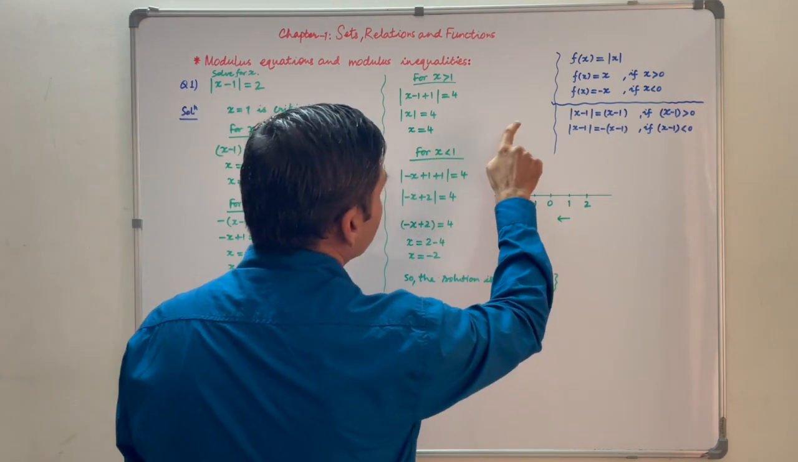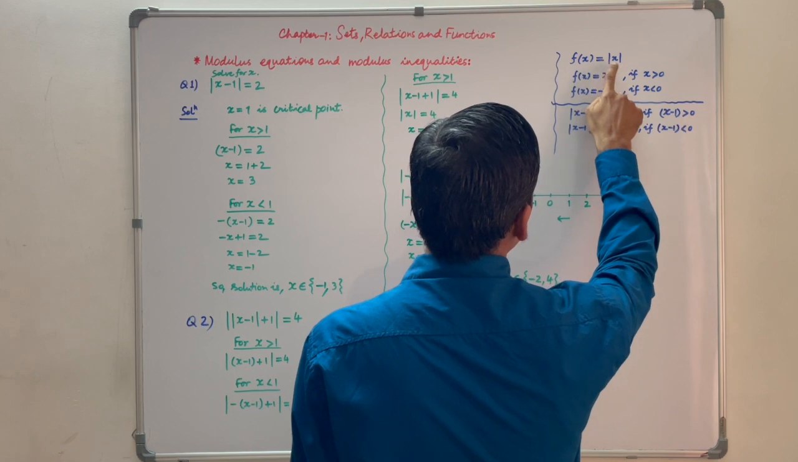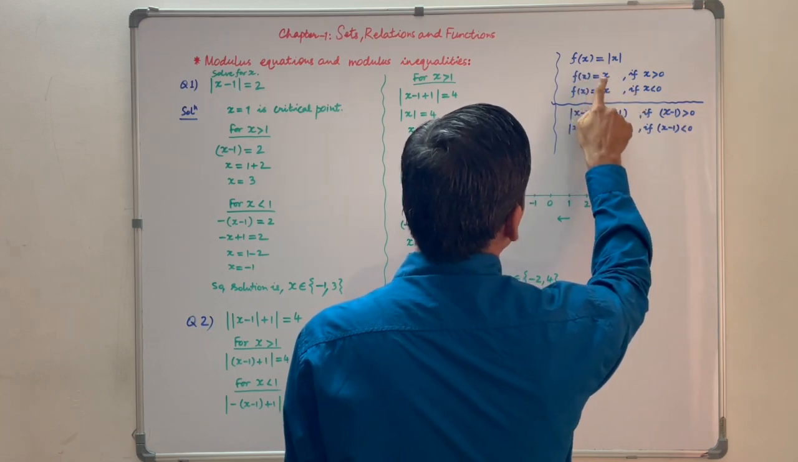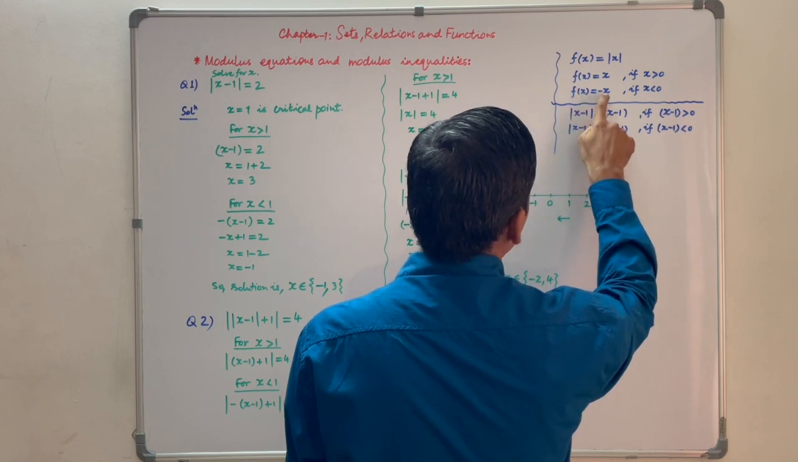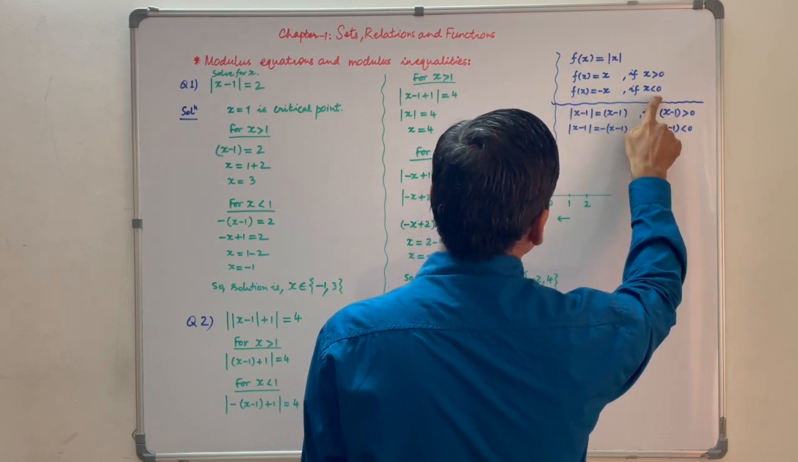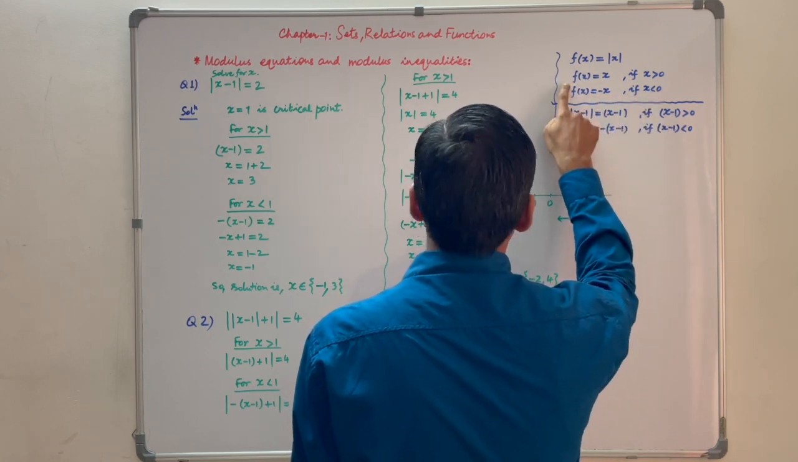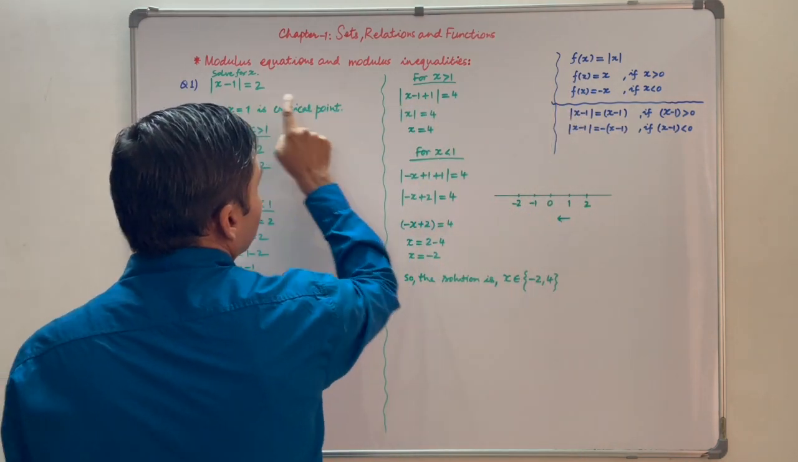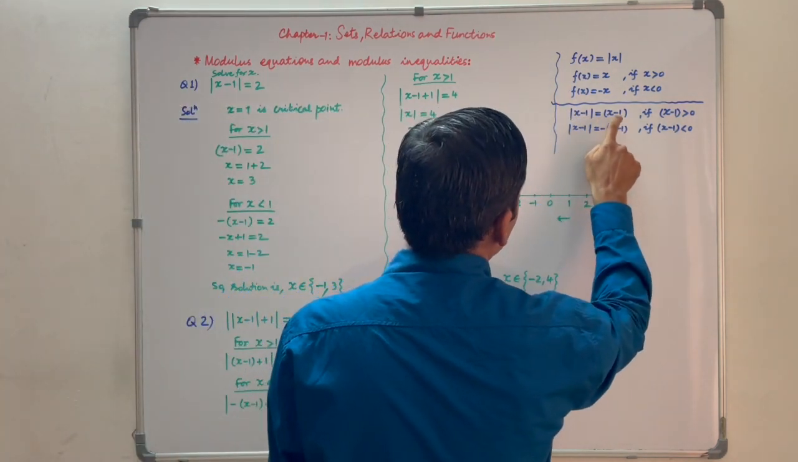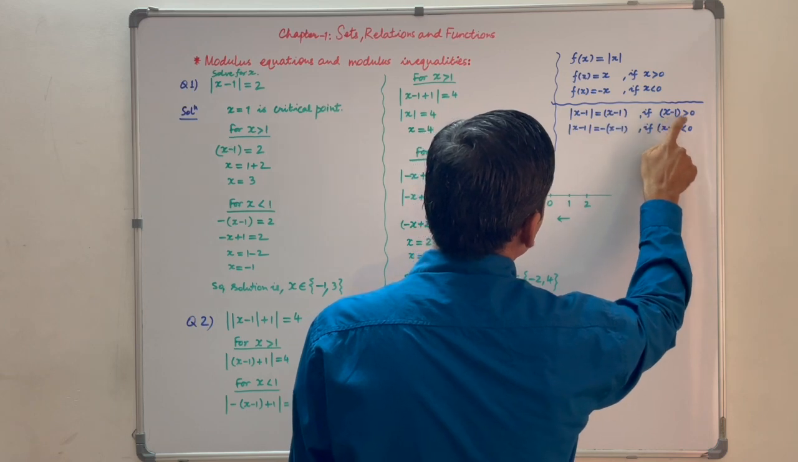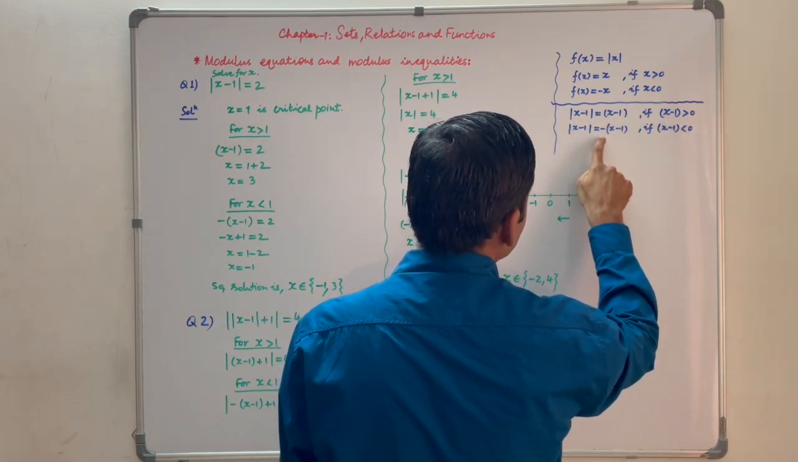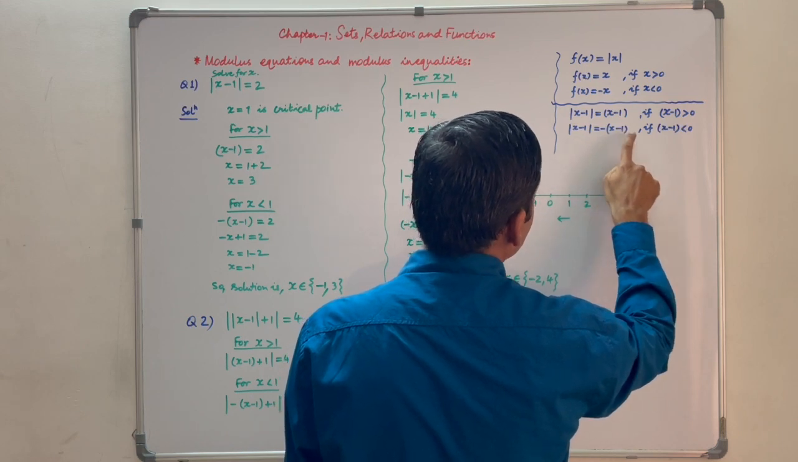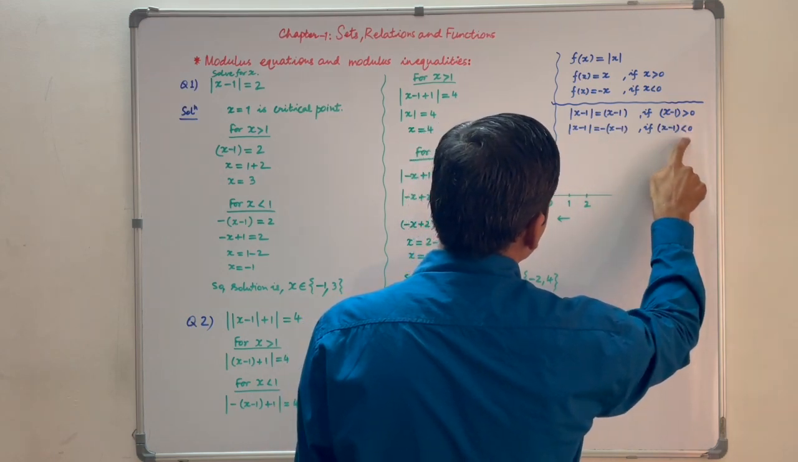Recall the definition of modulus function, that is f(x) equal to mod x. f(x) is equal to x if x is greater than 0 and f(x) is equal to minus x if x is less than 0. So applying this definition, in this case, mod x minus 1 is equal to x minus 1 if x minus 1 is greater than 0, and mod x minus 1 is equal to minus (x minus 1) if x minus 1 is less than 0.